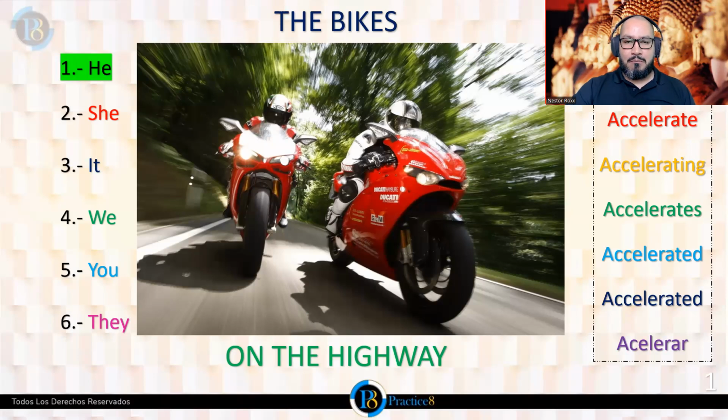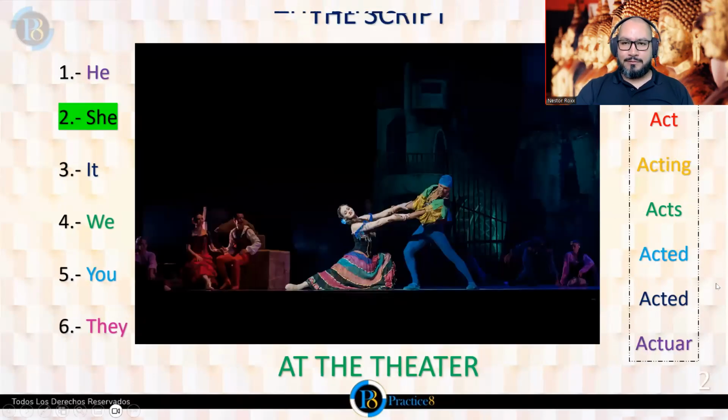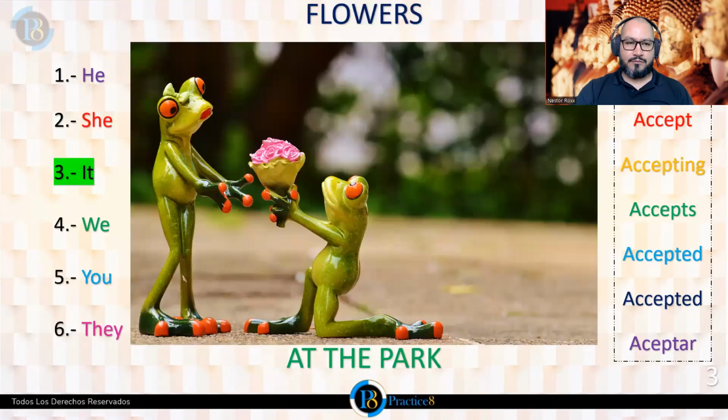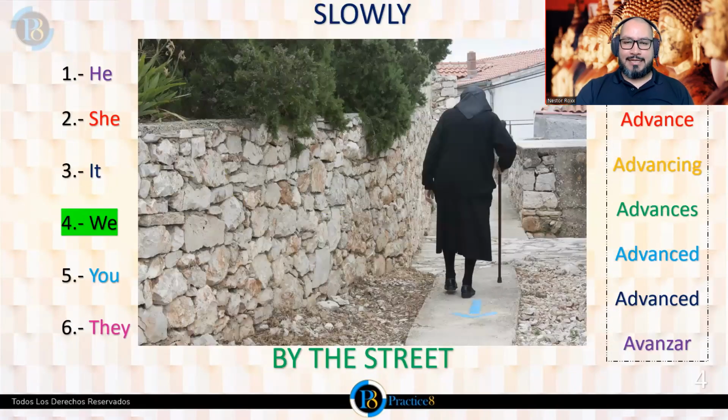He must accelerate the bikes on the highway. He mustn't act the script at the theater. It must accept flowers at the park. We mustn't advance slowly by the street.